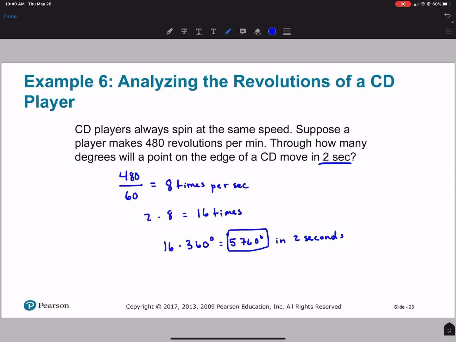So just understanding what it's actually asking you really makes a difference. It gives you some real important stuff right here. It gives you it in minutes. It tells you how many revolutions per minute, but it doesn't tell you how many revolutions per second. So basically what we did was we changed the minutes into seconds, and then that's what we looked at. So just keep that in mind.